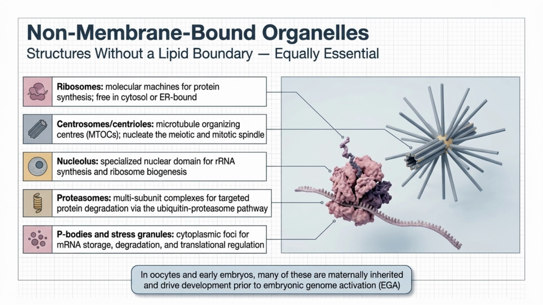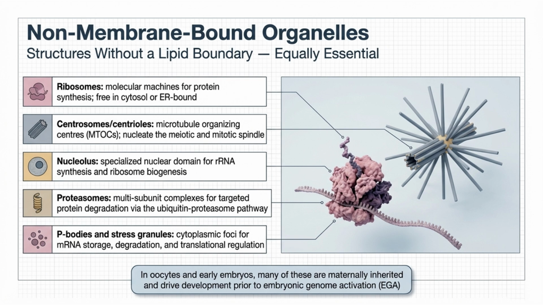The nucleolus is a specialized domain within the nucleus responsible for ribosomal ribonucleic acid synthesis and ribosome assembly. Proteasomes are multi-protein complexes responsible for the targeted degradation of ubiquitin-tagged proteins, a critical process for cell cycle regulation, especially at meiotic transitions. Processing bodies and stress granules are cytoplasmic foci involved in messenger ribonucleic acid storage, degradation, and translational control.